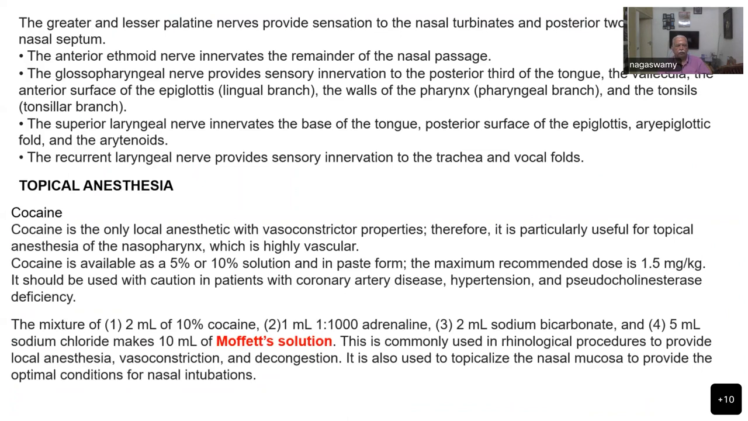The mixture of its solution, which I asked you earlier, is 2 ml of 10% cocaine, 1 ml of 1 in 1000 adrenaline, 2 ml of sodium bicarbonate, and 5 ml of sodium chloride, which makes a total of 10 ml, called the Moffat solution. Moffat was an army returned ENT surgeon. He used this for all rhinological procedures as a local anesthetic for vasoconstriction and decongestion. It was also used to topicalize the nasal mucosa to provide optimal conditions for nasal intubation. But now cocaine is not available, so you can't use it, but it is sometimes asked as a short note question in your theory.